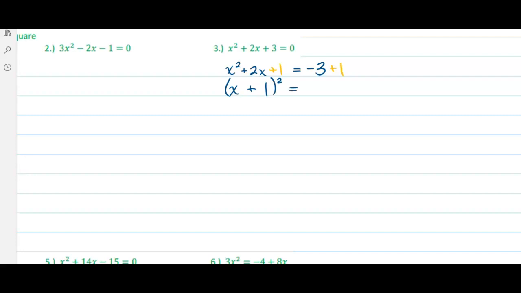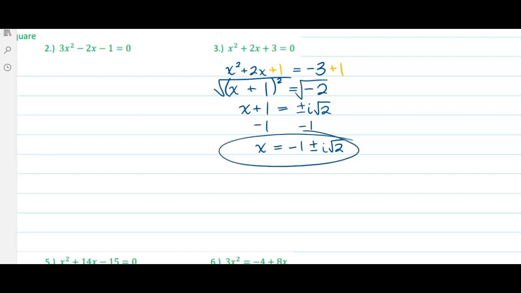And on the right side, I have negative 2. Taking the square root, we have x plus 1 equals plus or minus... uh-oh, we have an imaginary number happening. The negative sign comes out and becomes an i, radical 2. And then finally, I subtract 1 on both sides. x is negative 1 plus or minus i radical 2.